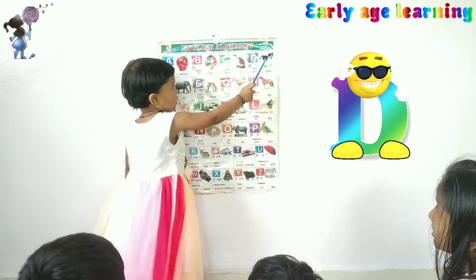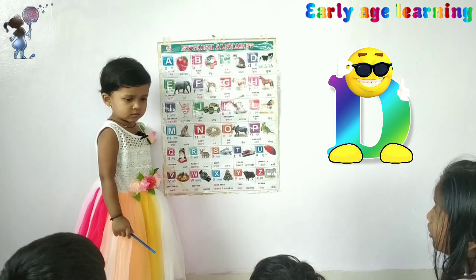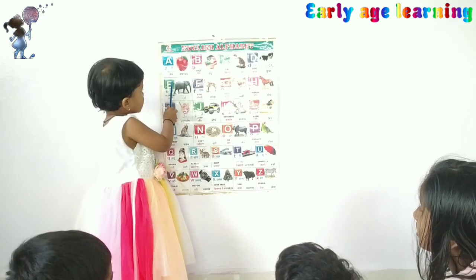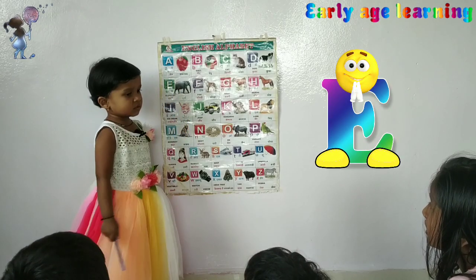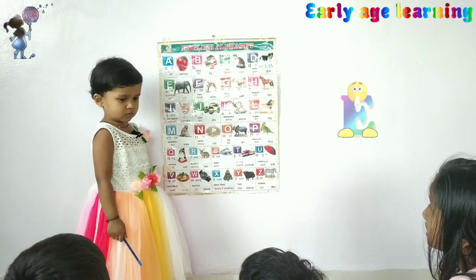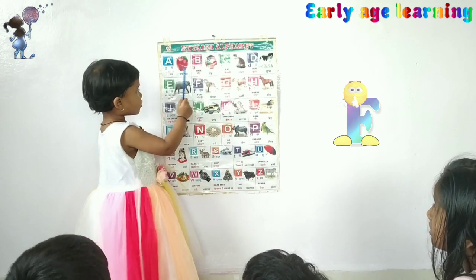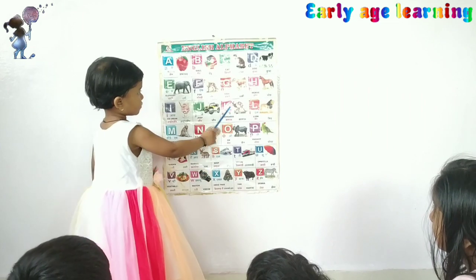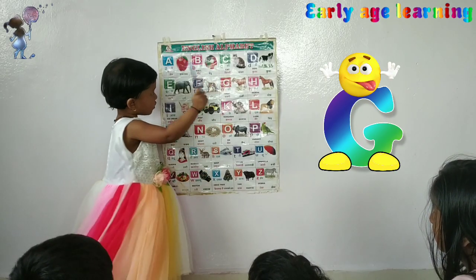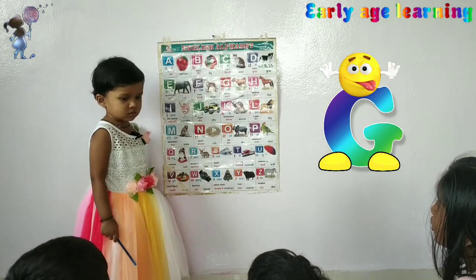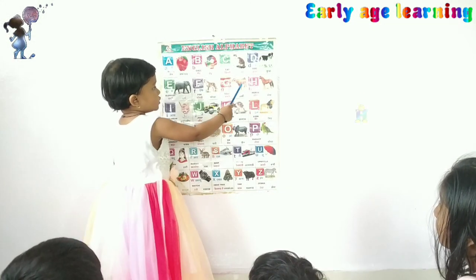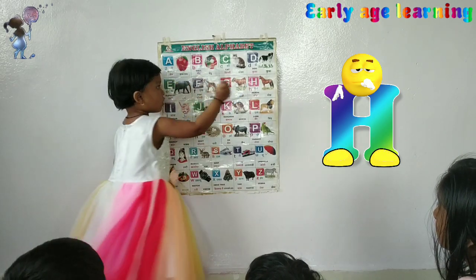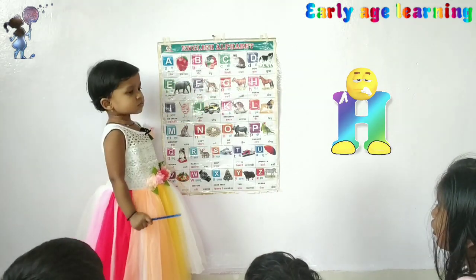D for dog. E for elephant. F for fox. G for goat. H for horse.